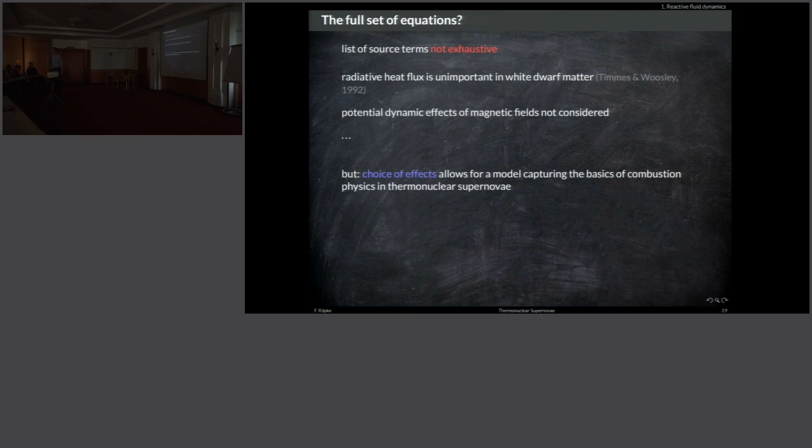Yeah, you can ask questions. You said we probably don't have to worry about magnetic fields then, but they can change the viscosity. It can be an effective viscosity. Does that make it better or worse as far as trying to simulate?